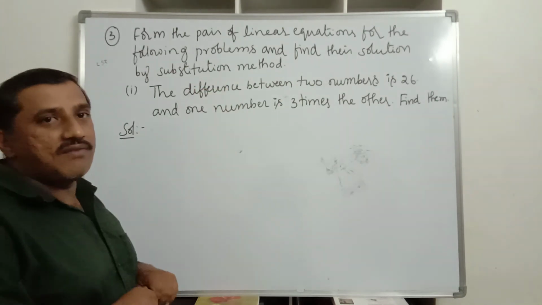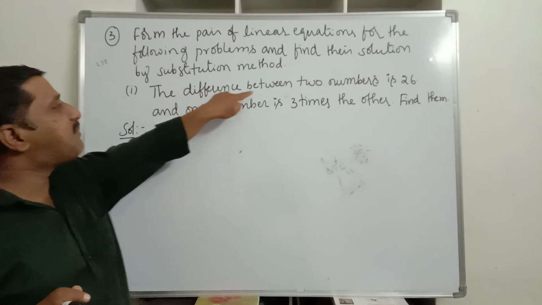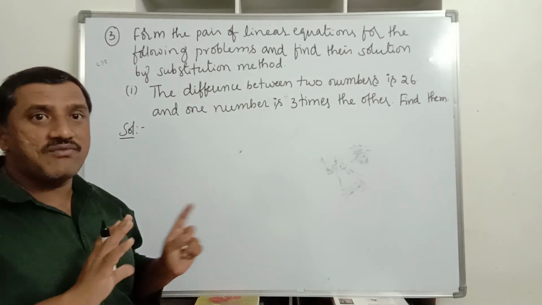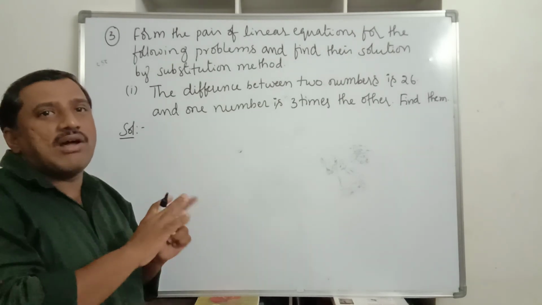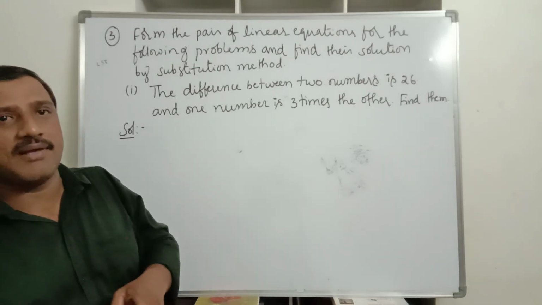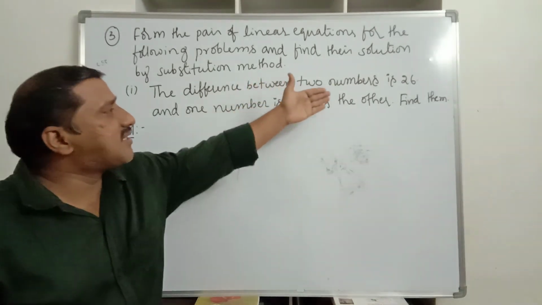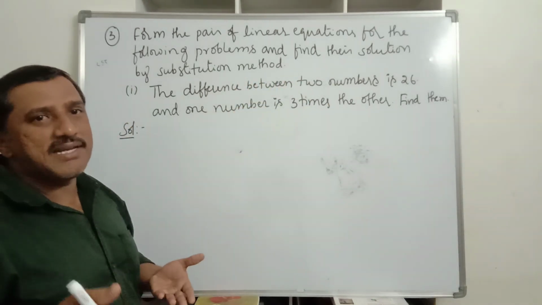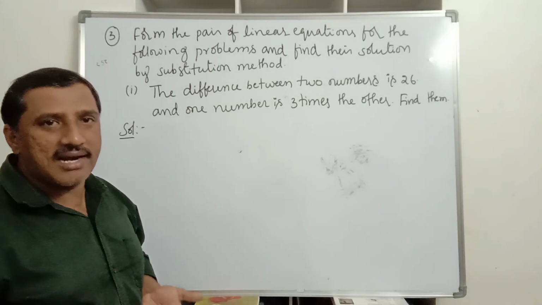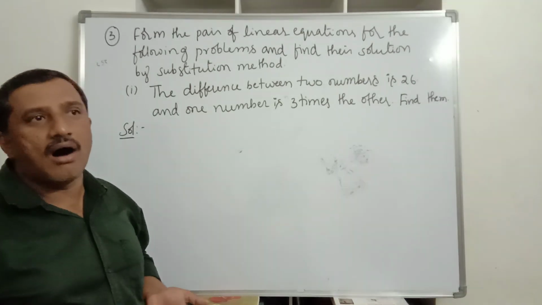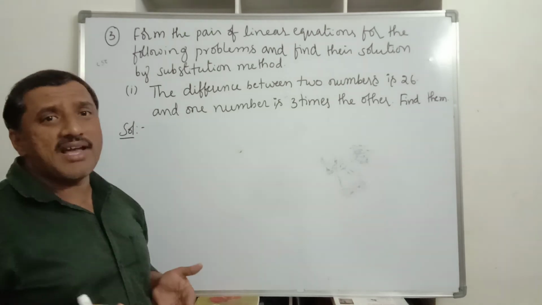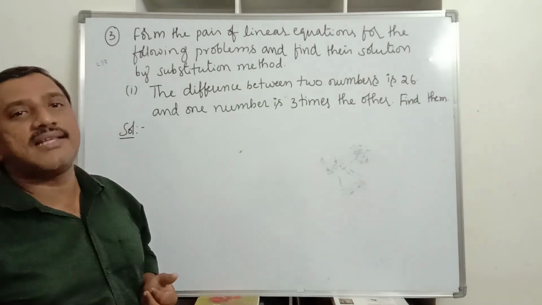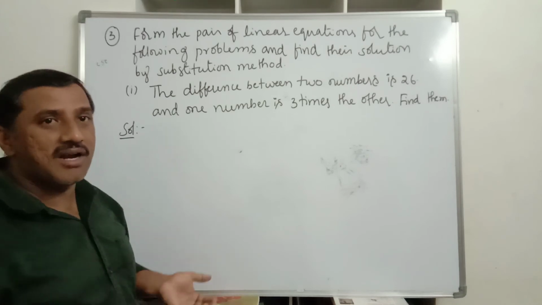The first question: the difference between two numbers is 26. What does it mean? The difference means definitely one number will be the greater, the other number will be the smaller, and their difference is 26. We don't know those two numbers. Let x, y be two numbers where x is greater than y. It means that x is the larger number and y is the smaller number.